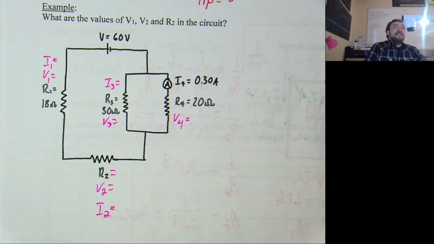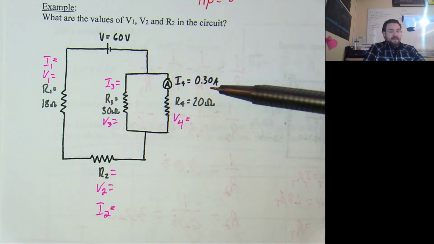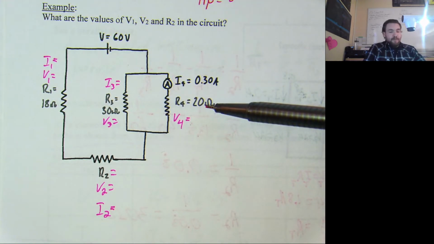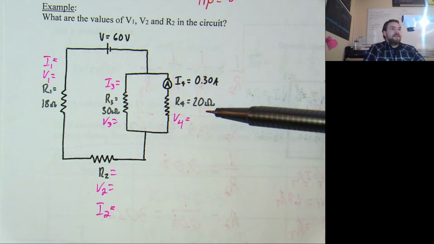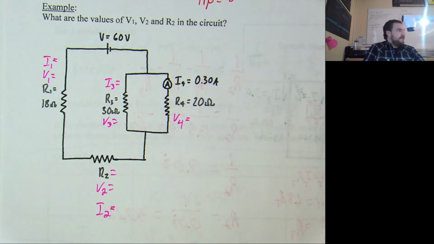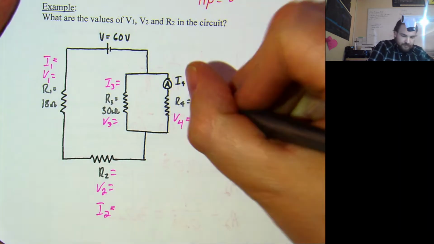The one thing that we can find really easily first is what value? V4. V4 is what? V equals I times R. I is 0.3, R is 20. 0.3 times 20 is 6.